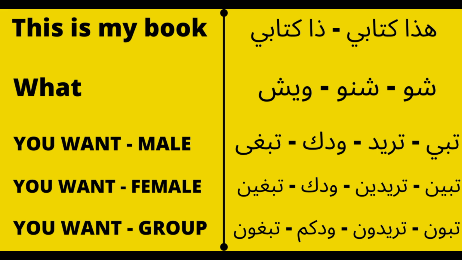Now, you want for a group. You can say تبون or تريدون or ودكم or تبغون. تبون, you want for group. تريدون, you want for group also. ودكم, also you want for group, or تبغون. You want for a group.